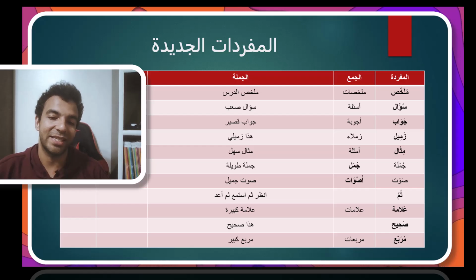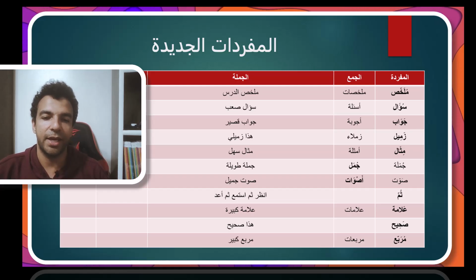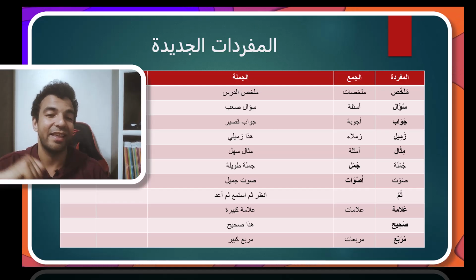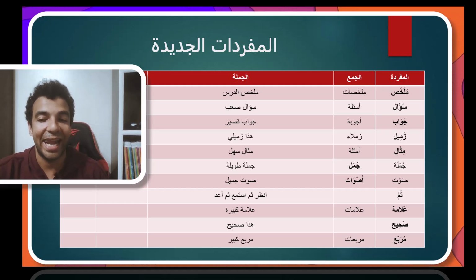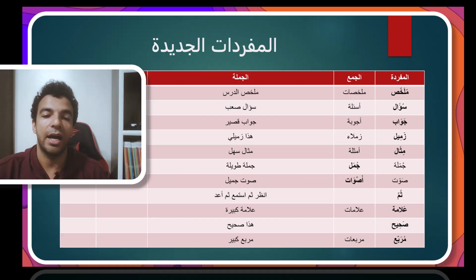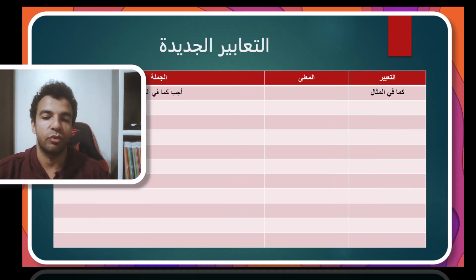ثم means then, like انظر ثم استمع ثم أعد. Look, then listen, then repeat. And then علامة, علامات, علامة كبيرة, a big sign. صحيح, correct. هذا صحيح, this is correct. مربع, مربعات, مربع كبير, a big square.